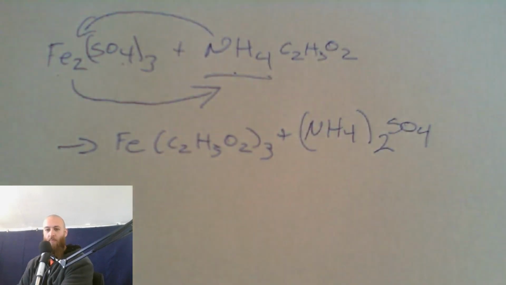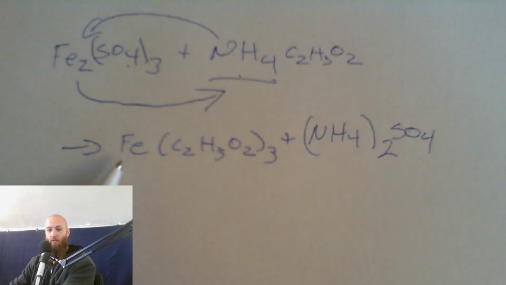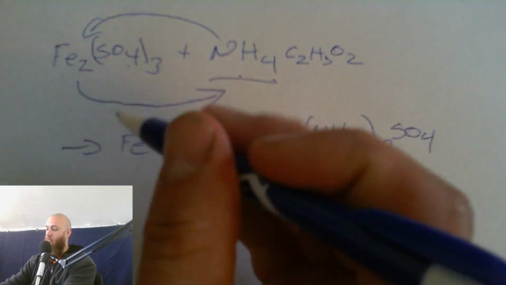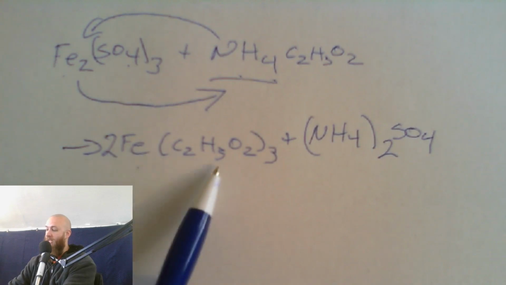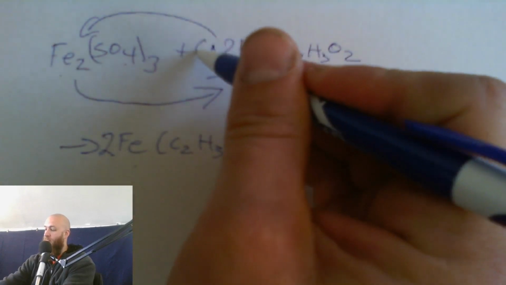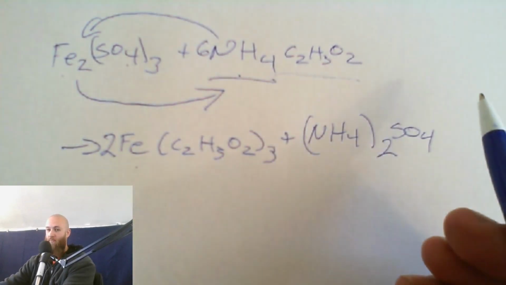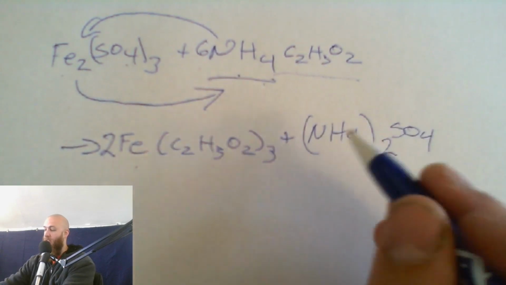So there you go. The last step is going to balance this. You don't have anything by itself, so you really just pick one, okay, and you go for it. Let's do iron first. Let's say I got 2 irons here and only 1 here. So I'm going to put a 2. Irons are good. Now that leads me to look at the acetate. Looks like I got 6 acetates, right? 2 times 3. So I'm going to put a 6 up here to give me 6 acetates. That also gives me 6 ammoniums. So down here I got 2 already.